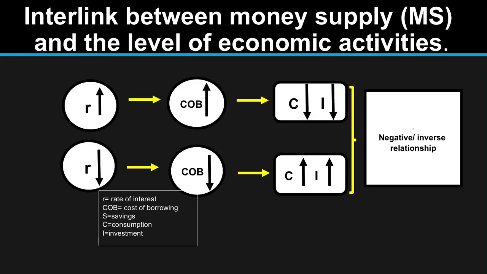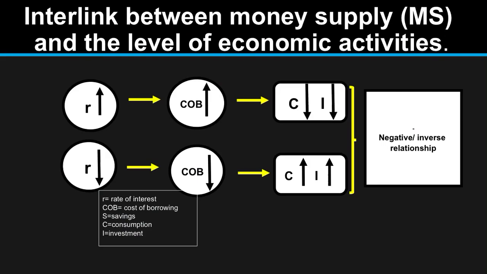So for example, the interlink between money supply and the level of economic activities are as follows. If you take a look here, R denotes rate of interest, COB means cost of borrowing, S means savings, C is consumption, I is investment. In this case, the interlink between money supply and the level of economic activity can be described by using four important components, which are the rate of interest, cost of borrowing, consumption, and investment.